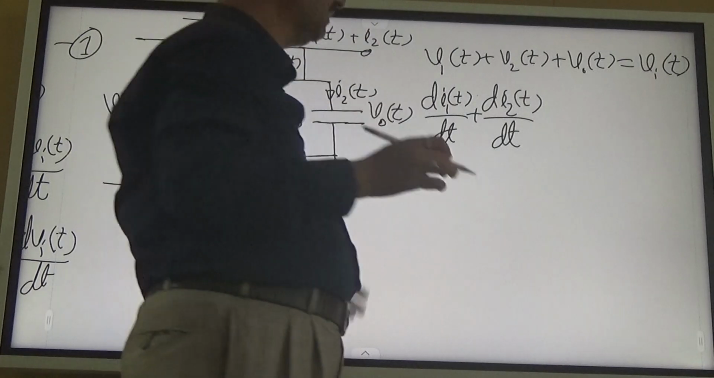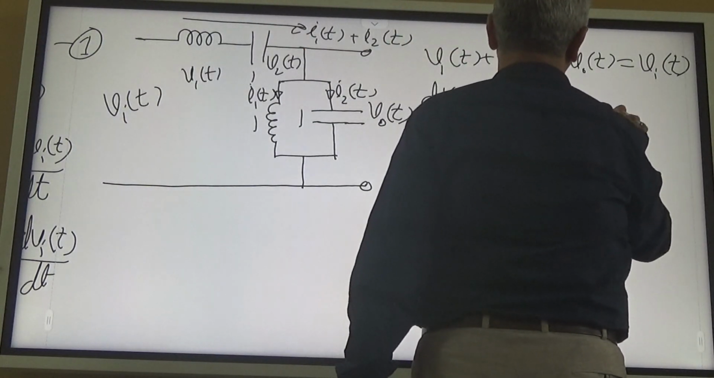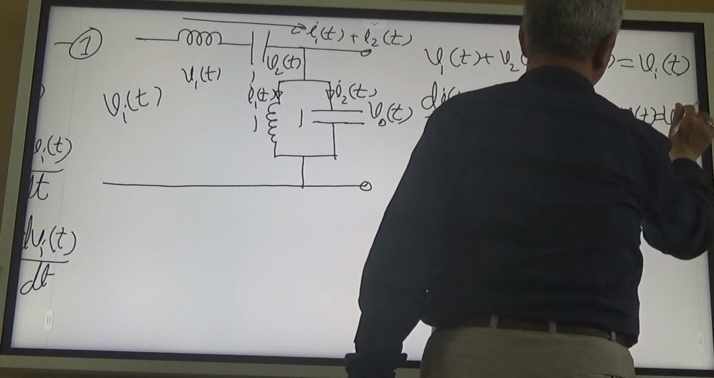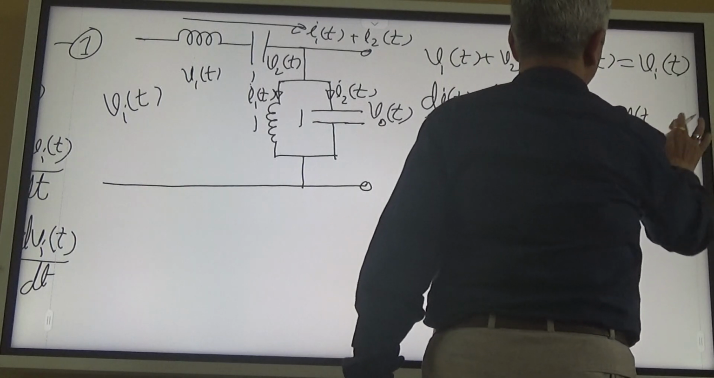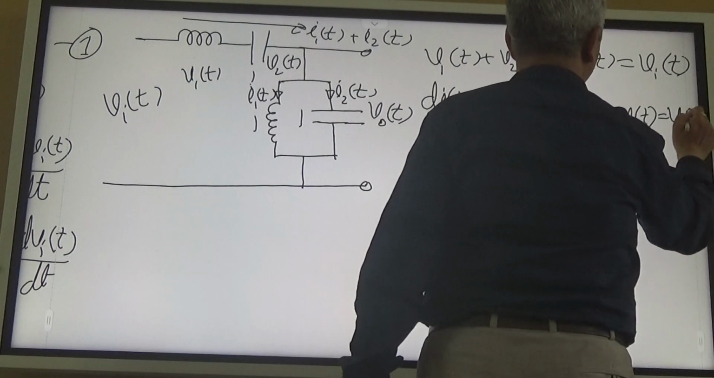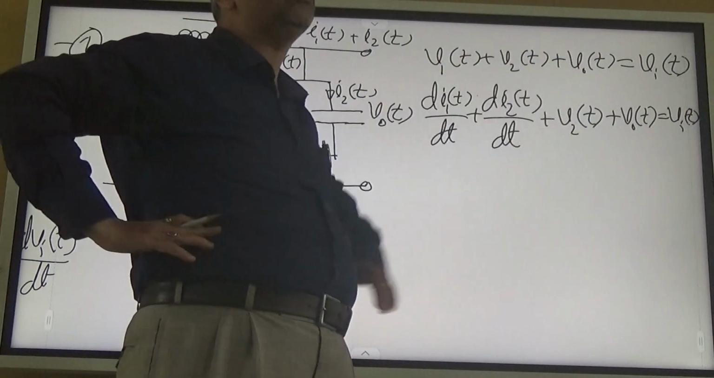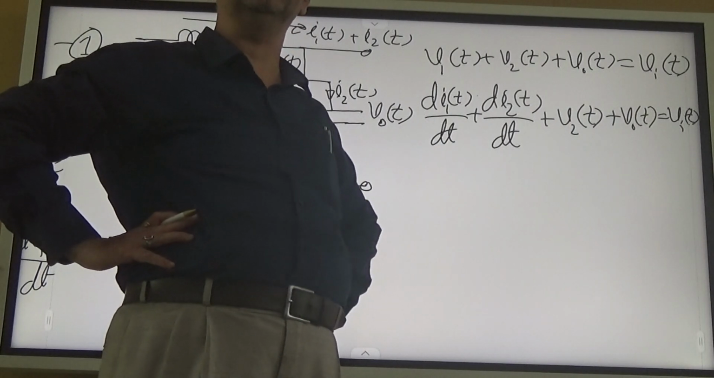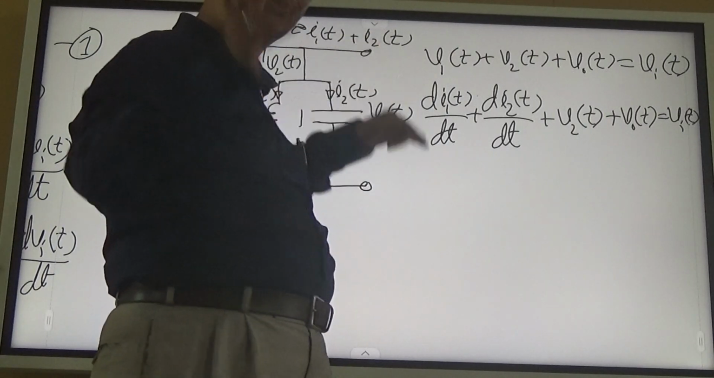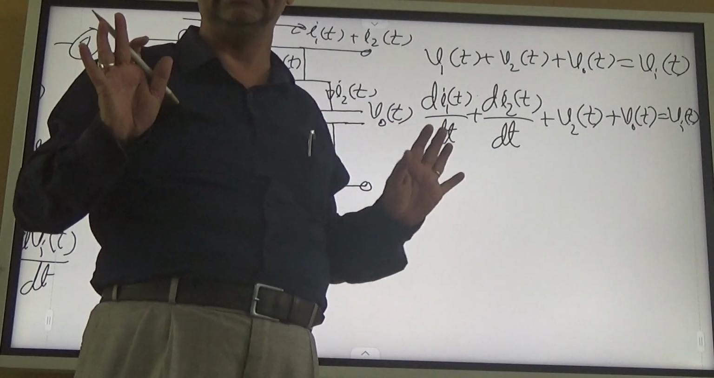Is it okay? Plus now V2(t), what is the problem for me? Can I replace V2(t)? V2(t) is what? Voltage across the capacitor. Its differential is what? I1(t) plus I2(t). So V2(t) is what? The integral of that, which I don't want to use. So as I am allergic to integration, what do I do?